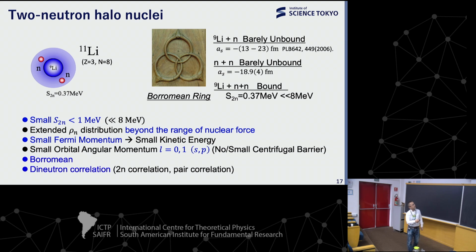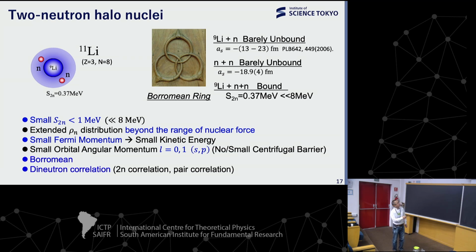But the scattering length absolute value is rather large, like 13 to 23 femtometer. And the dineutron is also very unbound, with scattering length minus 18.9 femtometer or so. But with the 3-body system lithium-9 plus 2 neutrons, it is bound like this. So this is a Borromean ring.